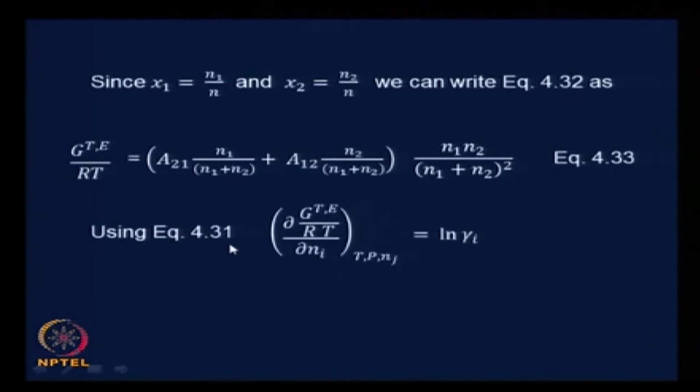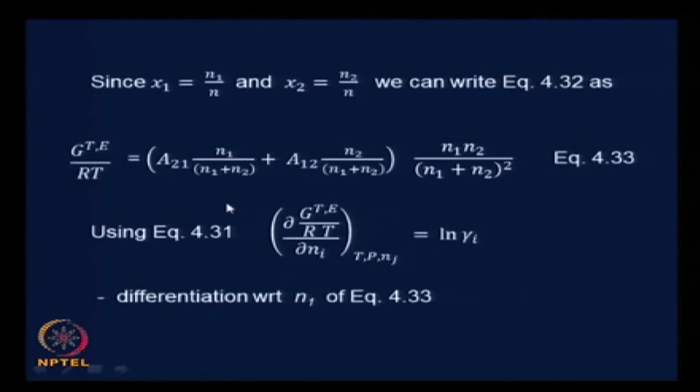And now using equation 431 that we wrote down earlier, which is the partial derivative of GE by RT with respect to ni at constant T, P and all other ni's remaining constant, that equals ln of gamma i. Using this, I would like you to come up with an expression for gamma 1 and gamma 2 for this particular system. Let me start you out a little bit.